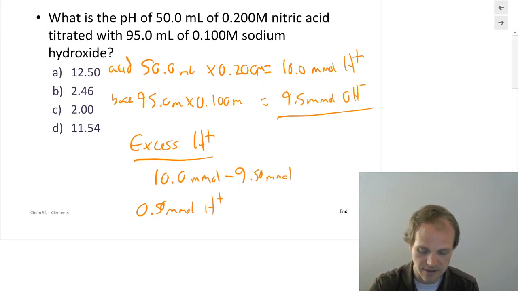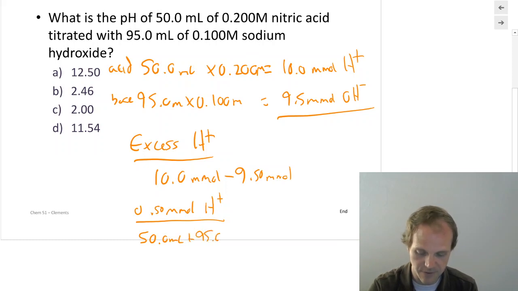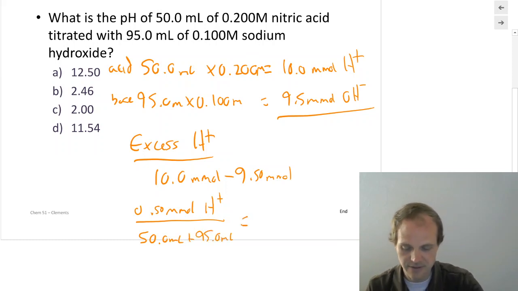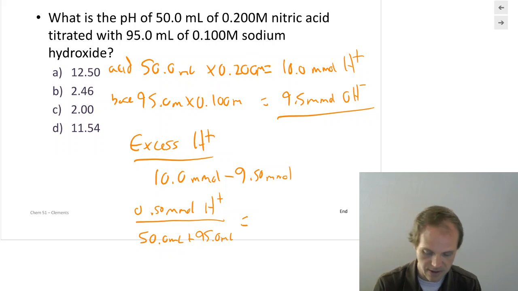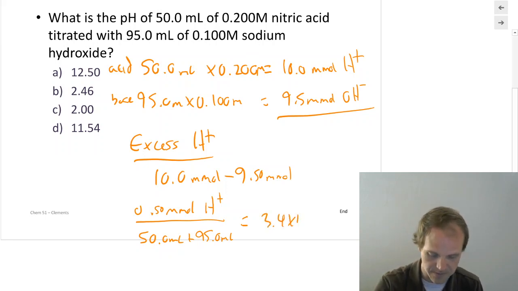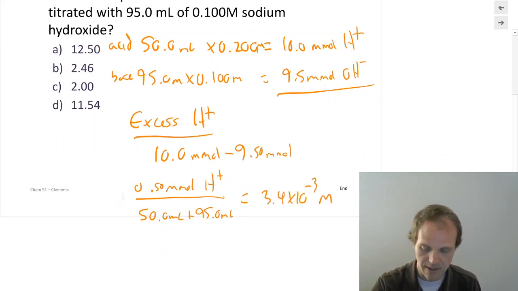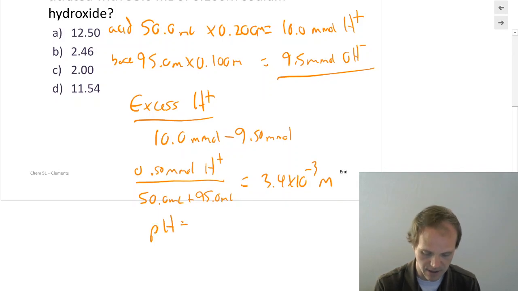If we want to find that concentration, let me write that a little clearer. We're going to divide by the total volume, which is going to be 50.0 milliliters plus 95.0 milliliters. That is going to give us a concentration of 0.5 divided by 50 plus 95, which is 3.4 times 10 to the minus third molar, and it's going to give me a pH of 2.46.